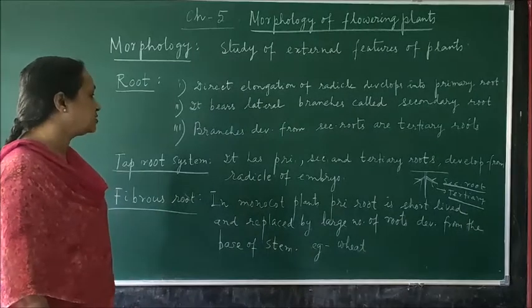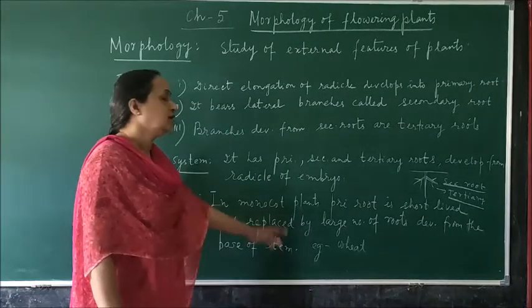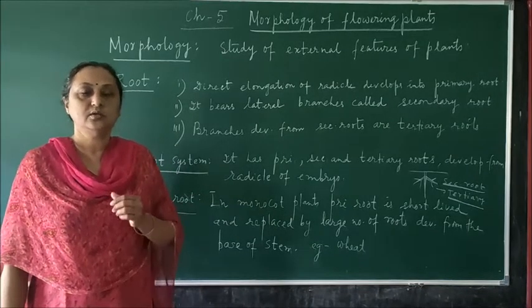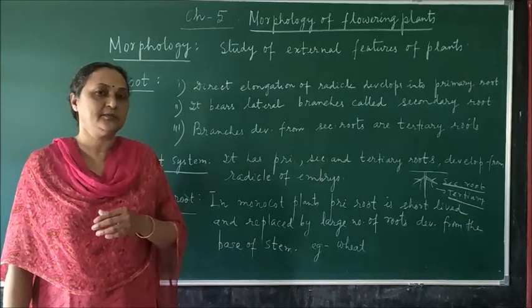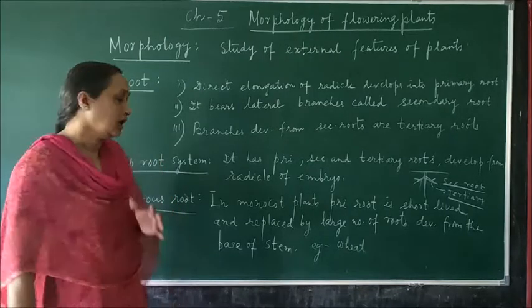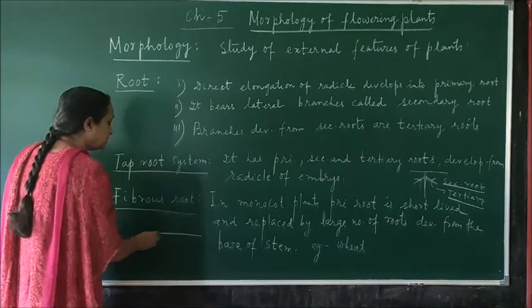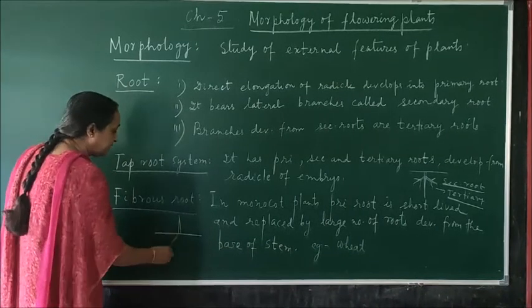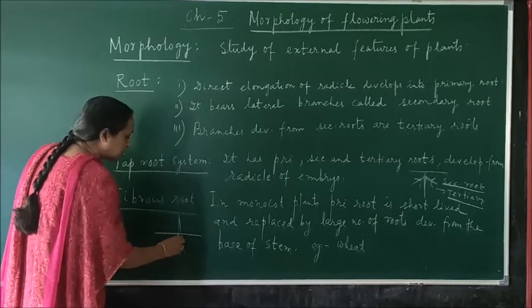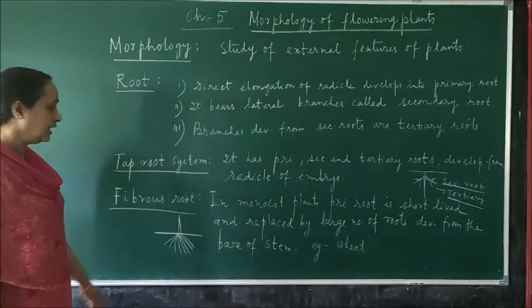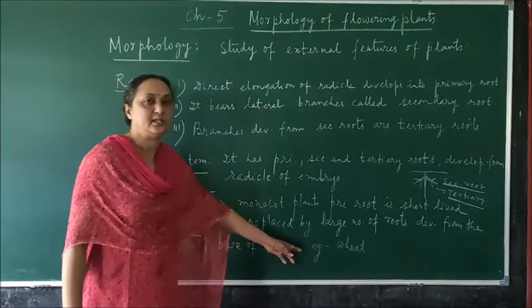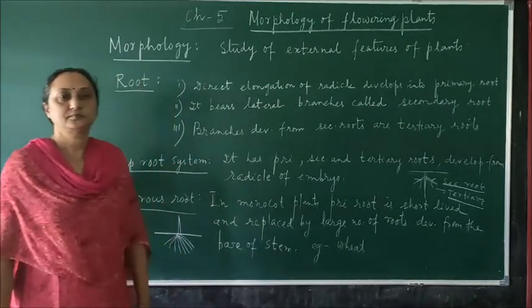Then what are fibrous roots? In monocot plants, the primary root lasts for a short period of time, and after that the primary root is replaced. From the base of the stem, many roots develop. These are all fine branches, and these roots are called fibrous roots. For example, wheat.